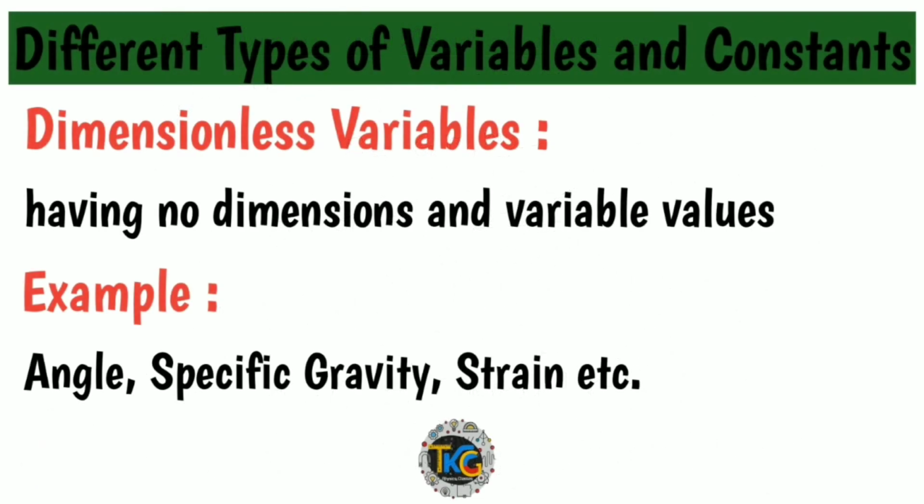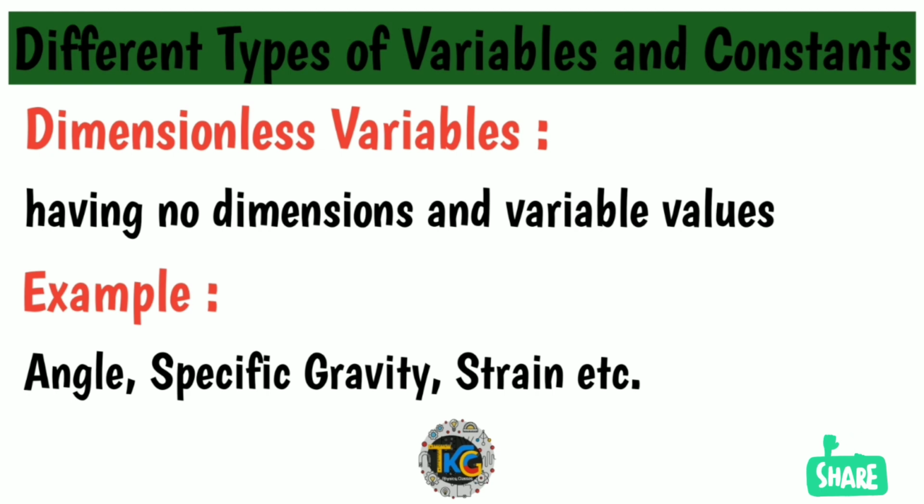Dimensionless variables. So what are dimensionless variables? The physical quantities which have no dimension and whose magnitude value is variable are in the class of dimensionless variables. For example, angle, relative density, and strain are all examples of dimensionless variables.